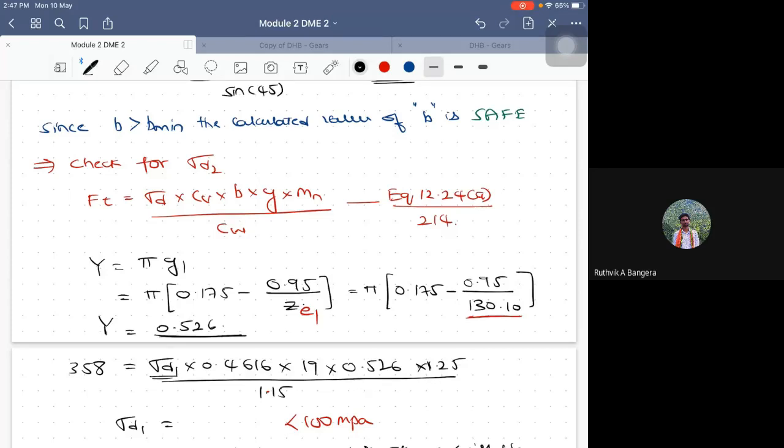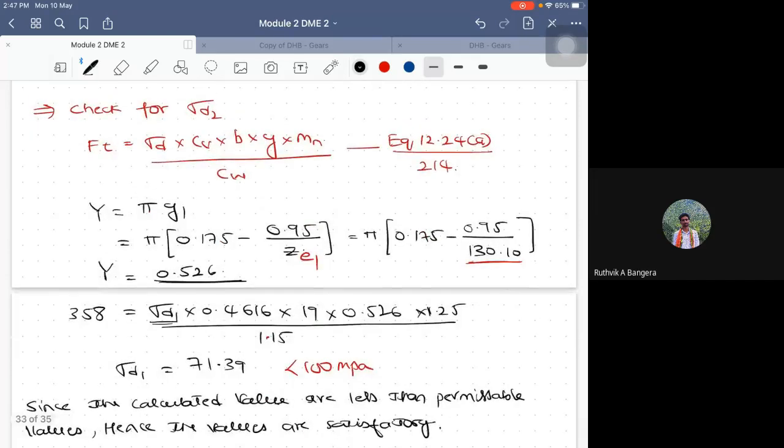71.39. Now it is less than 100 megapascal. So you can just write this particular statement there: since the calculated values are less than the permissible values, hence the values are satisfactory. See, if you unnecessarily increase it to 1.5, it would be a waste of money for us, isn't it? So 1.25 you have to check. If it is not satisfactory, then you have to increase it to 1.5. You should not simply go for a higher value. There has to be some justification why you have gone to that higher value.